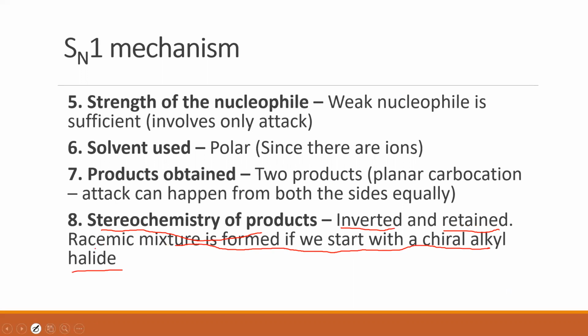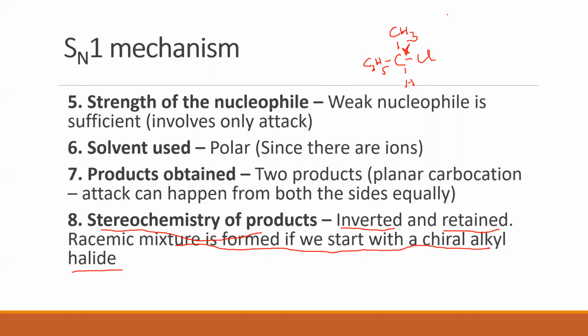Let me repeat once again. Racemic mixture is formed if we start with a chiral alkyl halide. Now, who is a chiral alkyl halide? Say, let me take this carbon. On one side, I have CH3. On this side, I have C2H5. On this side, I have hydrogen and I have chlorine. Clear? Now tell me, is this compound chiral? Yes, it's chiral because this carbon here is attached to 4 different groups.